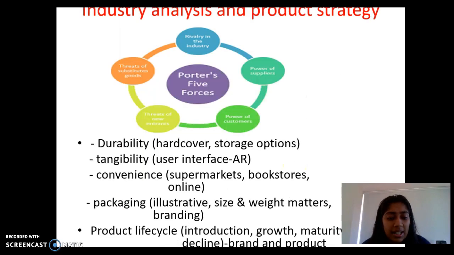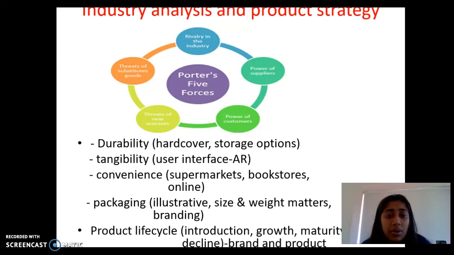Let's move on to the industry analysis and product strategy. For industry analysis, we go through Porter's 5 forces. In this case, the threat of new entrants is really high, as any number of new entrants could jump into the market with the same product technology at any time. Threat of substitutes is really low because for book reading, the substitute becomes usage of technology, which is already being used in this case.